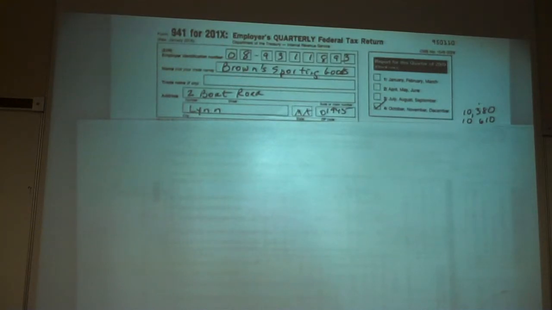Continuing with problem 8B4, you're just filling in the top portion of the 941. All of that information just comes from your problem. So Brown Sporting Goods Shop is not the trade name. I have it under the name because that's the ID number that goes with Brown Sporting Goods.